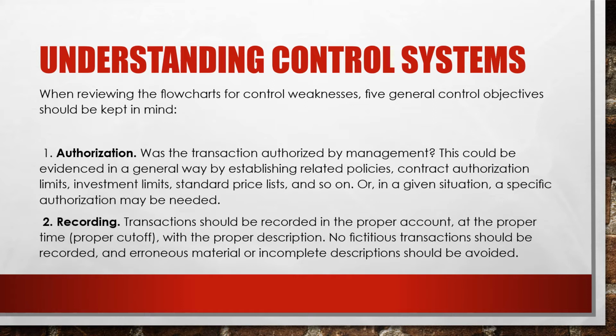Now, understanding control system. When reviewing the flowchart for control weaknesses, five general control objectives should be kept in mind. So what are these five general control objectives? First, authorization. Was the transaction authorized by management? This should be evidenced in a general way by establishing related policies, contract authorization limits, investment limits, standard price list, and so on. Or in a given situation, a specific authorization may be needed.